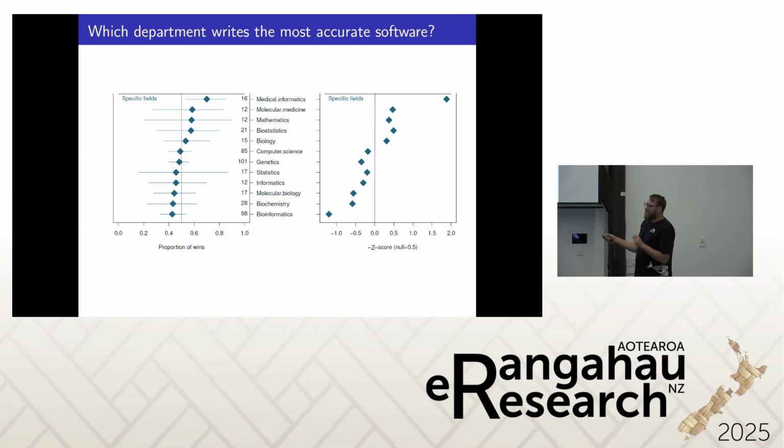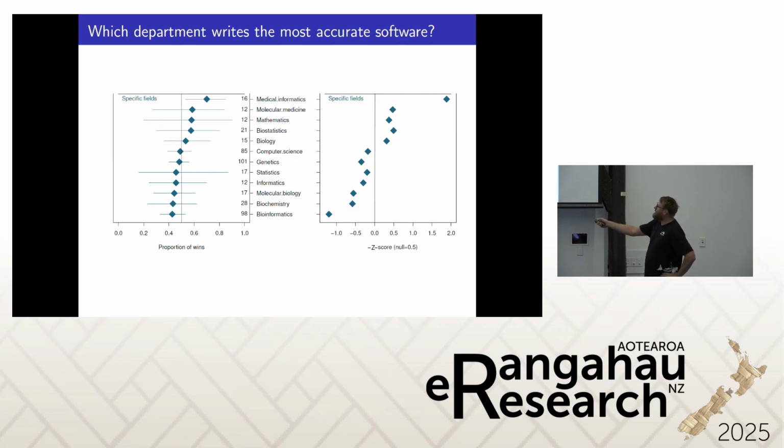So this is, in pairwise comparisons, how often did each department win? Pleasingly, medical informatics won more times on average. So if your department happened to be medical informatics and you're producing a software tool, your tool tends to be more accurate on average. Bad news, if you happen to be in a biochemistry department or a bioinformatics department writing bioinformatics software, your tools tended to lose more frequently compared to other departments. So we're generally lower ranked in terms of accuracy.